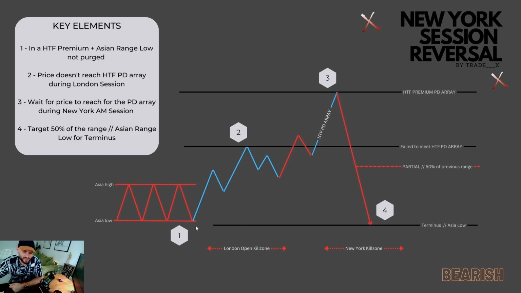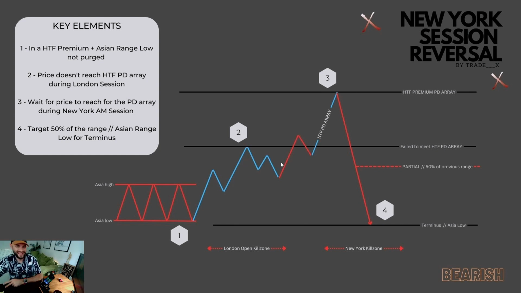If price runs the Asia low before moving higher, later we'll be looking at just partials. But just bearing in mind, the first thing, ideally preferable, is that price does not take the Asia low before moving up inside the London kill zone.